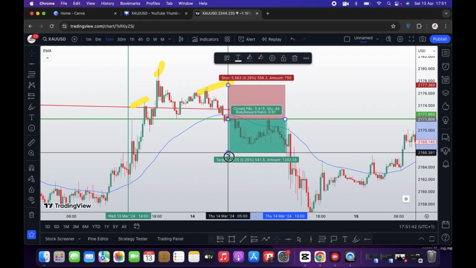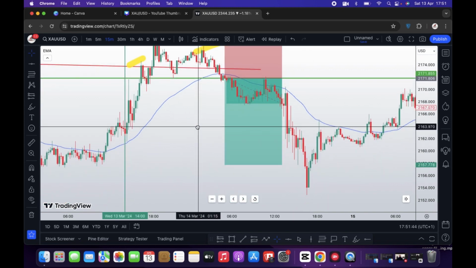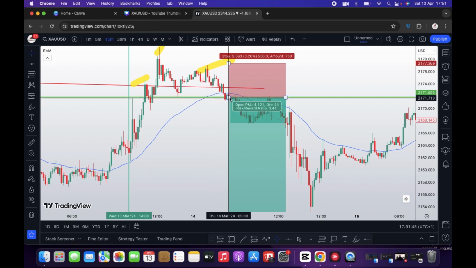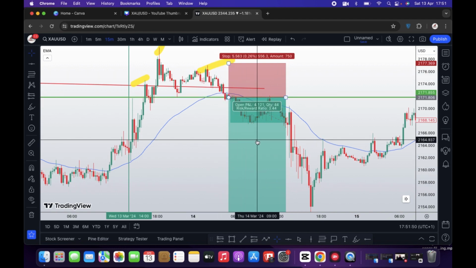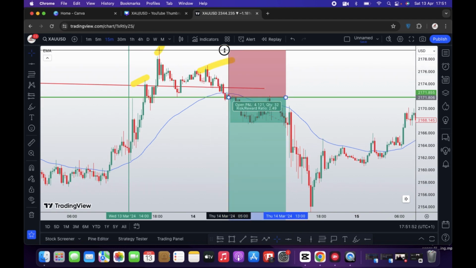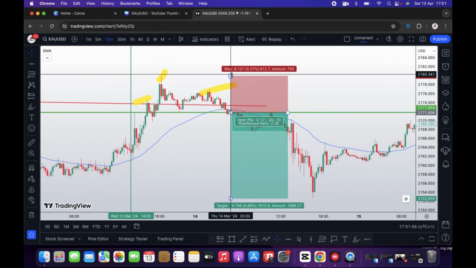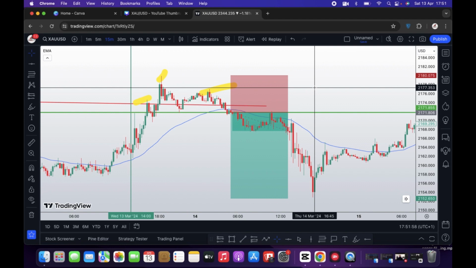Then you target where you want to target. If you set your stop loss here, this thing would have gone to 1 to 3 plus. And if you set your stop loss here, I know that definitely it will give you 1 to 2, because I know that I caught 1 to 2 out of this trade.